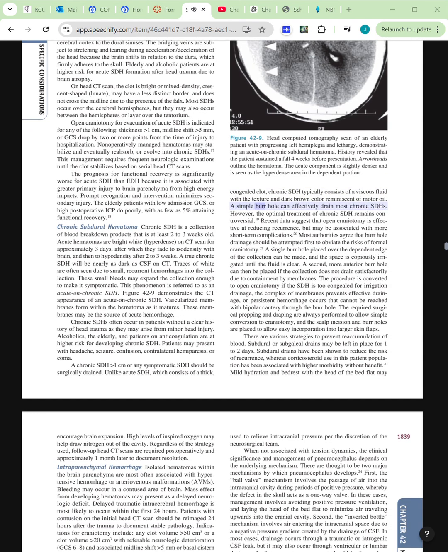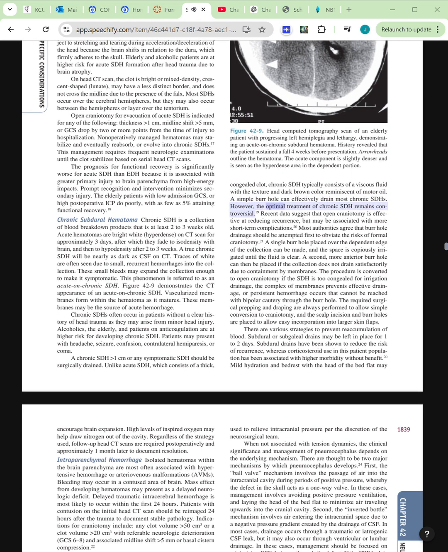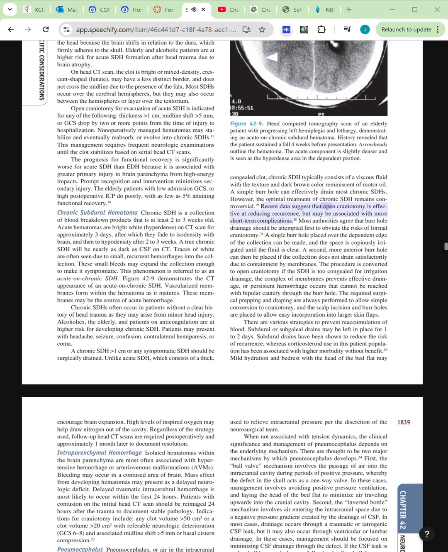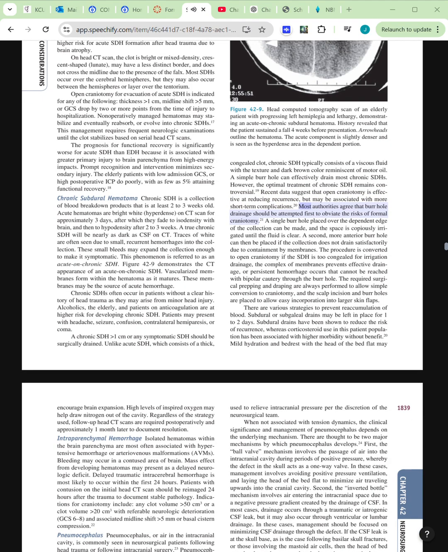Unlike acute SDH, which consists of a thick congealed clot, chronic SDH typically consists of a viscous fluid with the texture and dark brown color reminiscent of motor oil, and a simple burr hole can effectively drain most chronic SDHs. However, the optimal treatment of chronic SDH remains controversial. Recent data suggests that open craniotomy is effective at reducing recurrence, but may be associated with more short-term complications. Most authorities agree that burr hole drainage should be attempted first to obviate the risks of formal craniotomy.